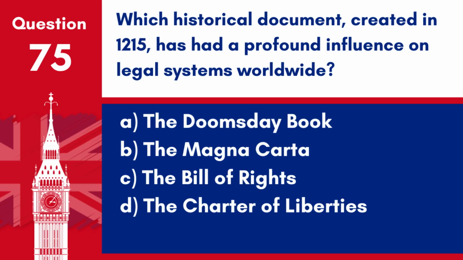Question 75. Which historical document, created in 1215, has had a profound influence on legal systems worldwide? A. The Doomsday Book. B. The Magna Carta. C. The Bill of Rights. D. The Charter of Liberties.